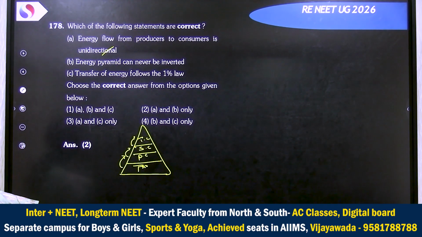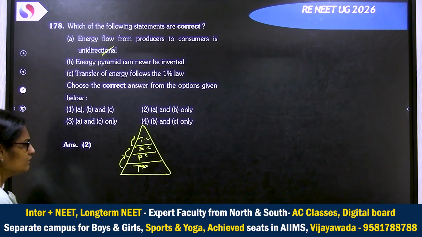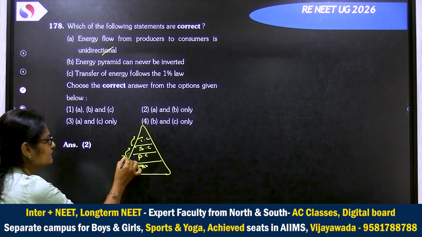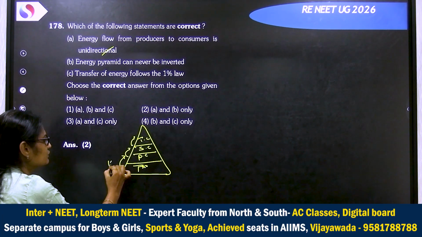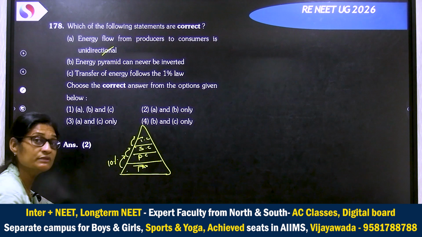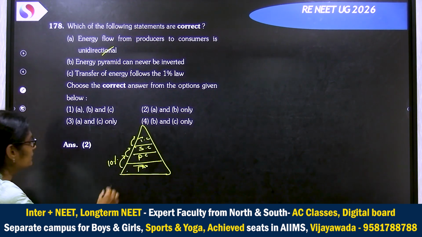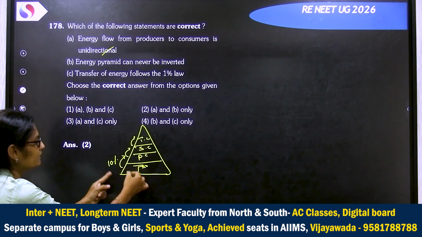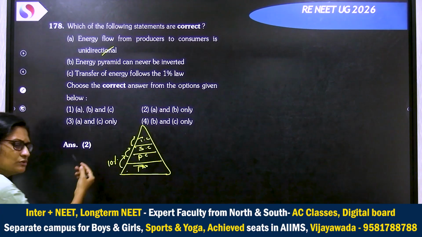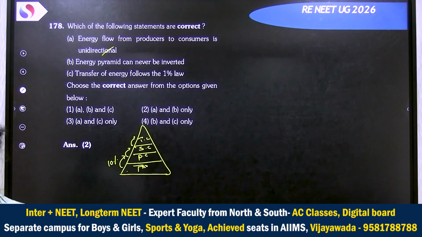Energy pyramids will never be inverted. Obviously, why? If you take how much energy will pass from producer to primary consumer, it means 10%. 10% law we have to follow. So 10% moves from the lower trophic level to an upper trophic level. So on the basis of this, the energy pyramid will never be inverted.